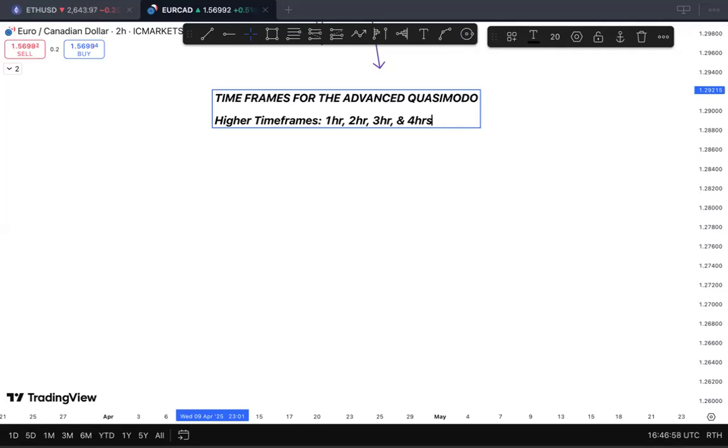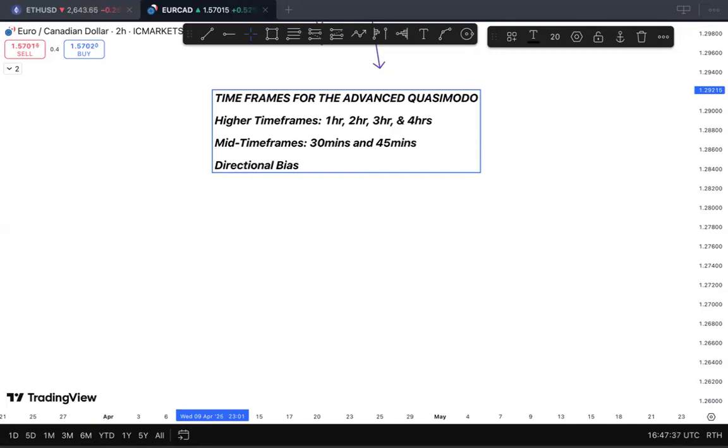Okay, and mid time frames. 30 minutes and 45 minutes. These are the only time frames that we trade. Okay, then you can check for your directional bias using the 4 hours.